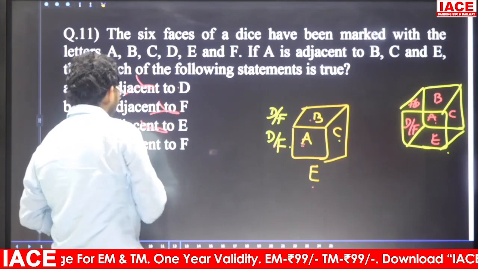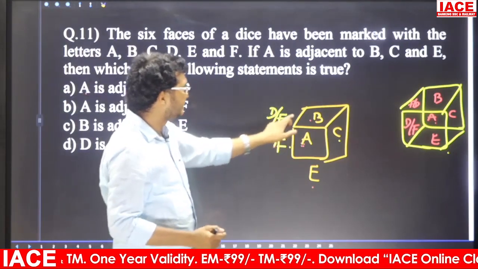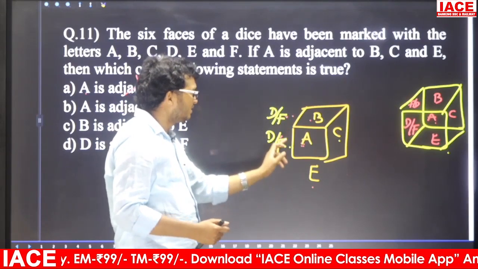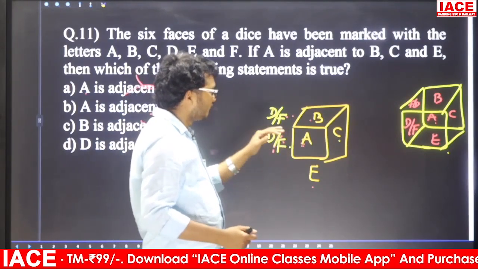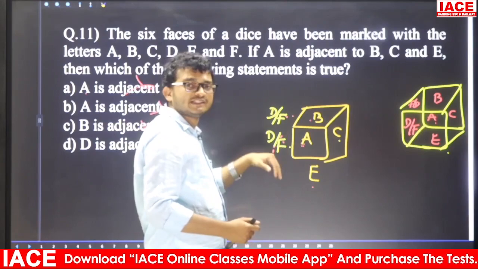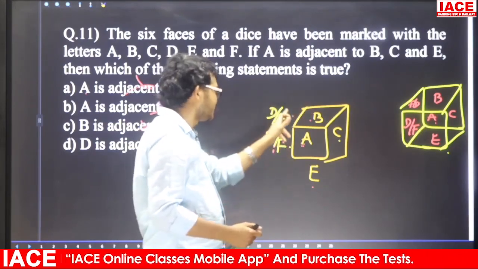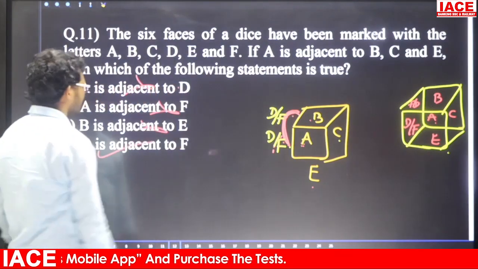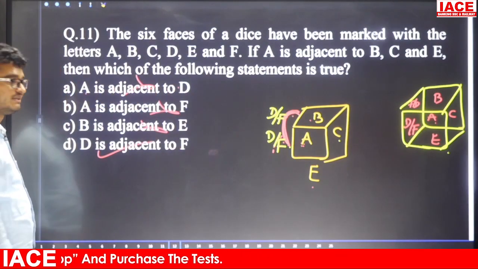Then the last one is D adjacent to F. Compulsorily D and F are adjacent. If D is on the left side, then F is on the back side. If F is on the back side, then D is on the left side. That means D and F are adjacent. That means the last statement is true. So the answer is option D.